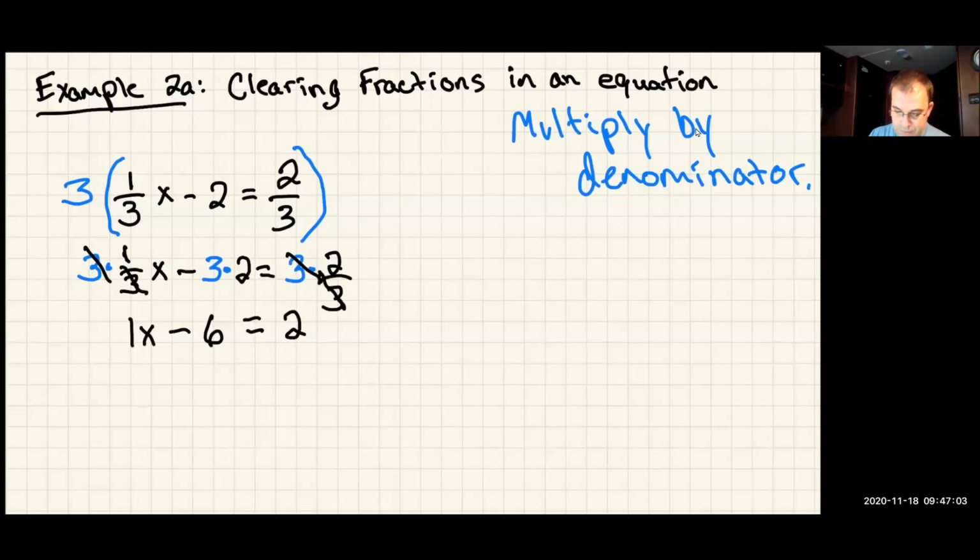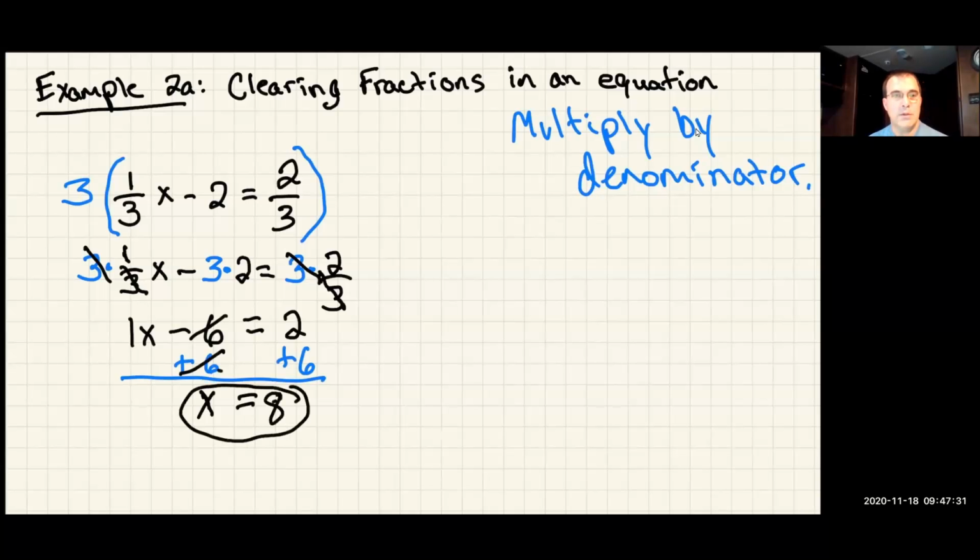I'll solve this one. It's really just a one-step because that coefficient of 1 doesn't need to be written there. So to remove the subtract 6, I'm going to add 6 on both sides. And the 1x is the exact same thing as just the letter x by itself. So that's gone, and the 2 plus 6 gives me 8. So my final answer is that x equals 8. All right.